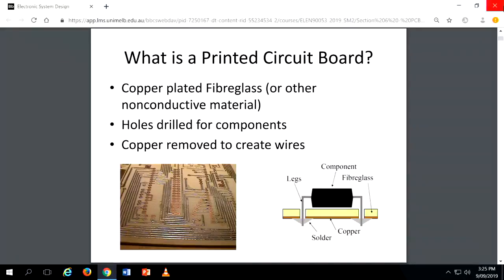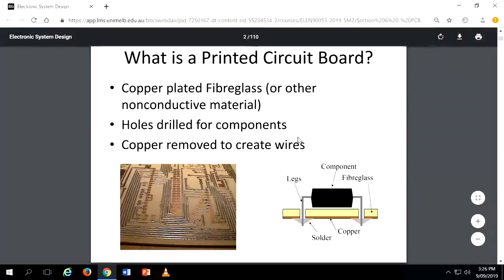In your case, you will be using surface mount and maybe one or two through-hole parts, maybe capacitors. But in high-frequency boards, you will find no through-holes are used because of the parasitic inductance and capacitance. We will be using surface mount. Then copper is removed to create wires or tracks. You can see here the tracks are created using copper.